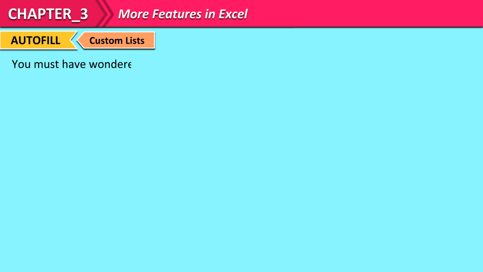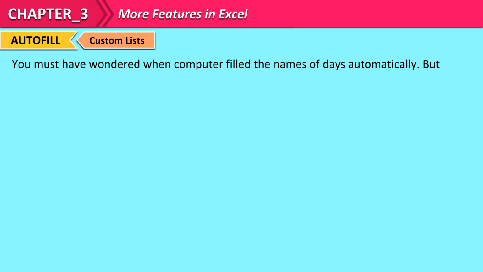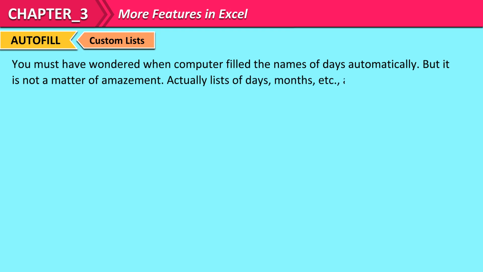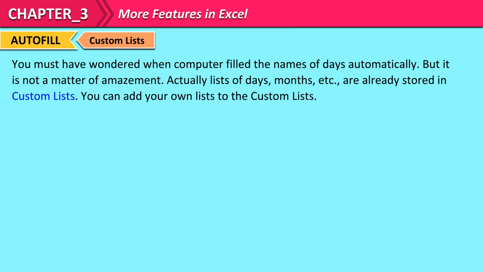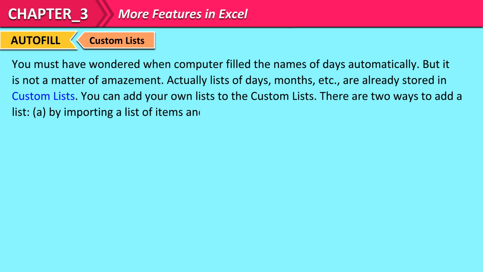Custom lists. You must have wondered when the computer filled the names of days automatically. But it is not a matter of amazement. Actually, lists of days, months, etc. are already stored in custom lists. You can add your own lists to the custom lists. There are 2 ways to add a list: A, by importing a list of items, and B, by typing the list in the Custom Lists dialog box.